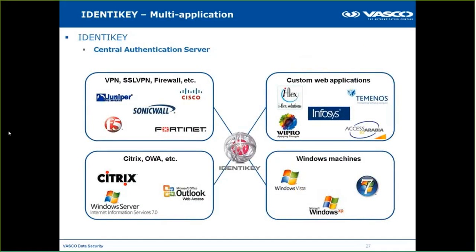And the identity server, which is probably the most likely to be used in your environment for remote access, is like a central authentication solution. So it'll work with all your VPNs or firewalls, etc., using Radius. It'll also work with Citrix and OWA and Windows services, things like Office 365, etc. Via ADFS we can plug into. It also has APK, so you can tie it into custom web applications, and also desktop logon as well on Windows machines.